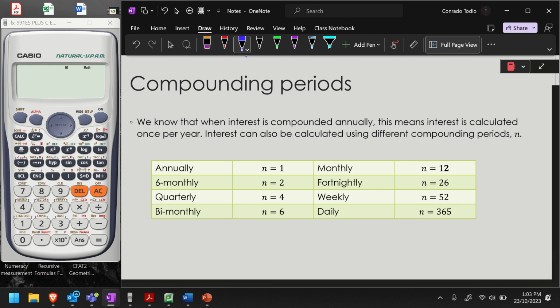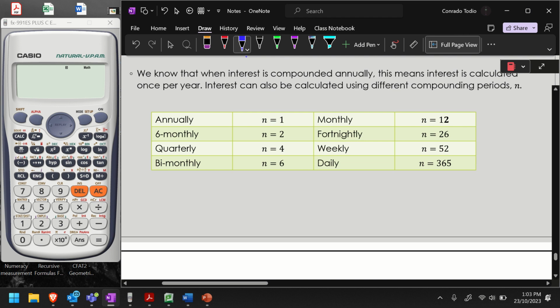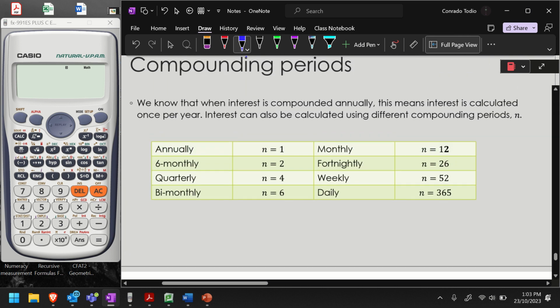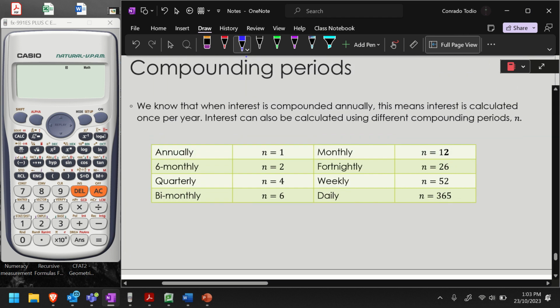Now, the reason why this is the case is, let's say for example, I asked you, I'm going to invest some money, and it's compounding monthly. Okay. Yes, Karan.